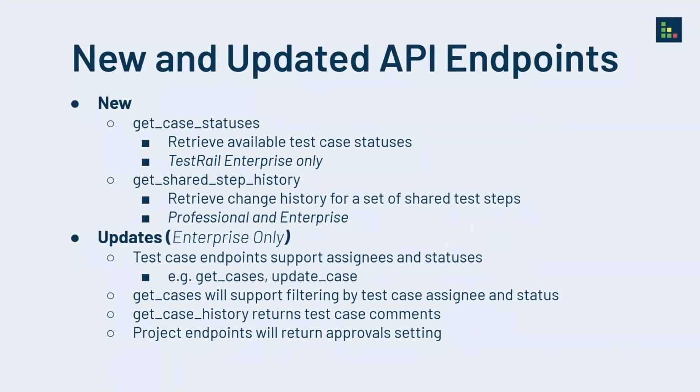Finally, project endpoints will return the approval setting available. So if you want to know if your project has approvals enabled via the API, your project endpoints will support this setting as well.